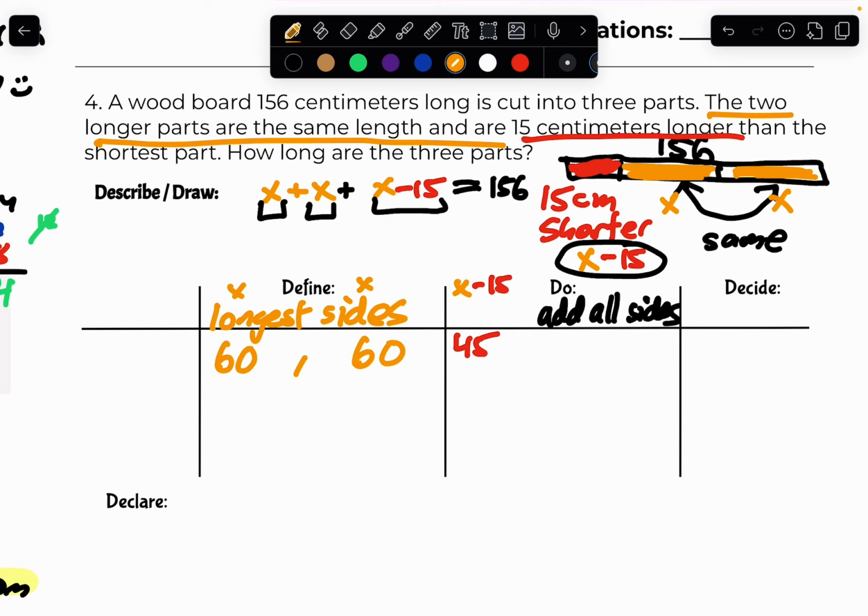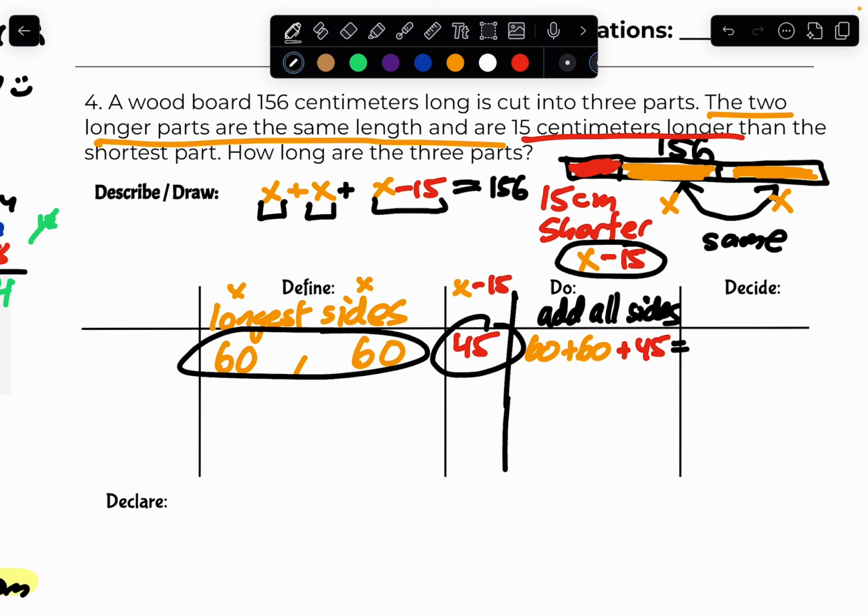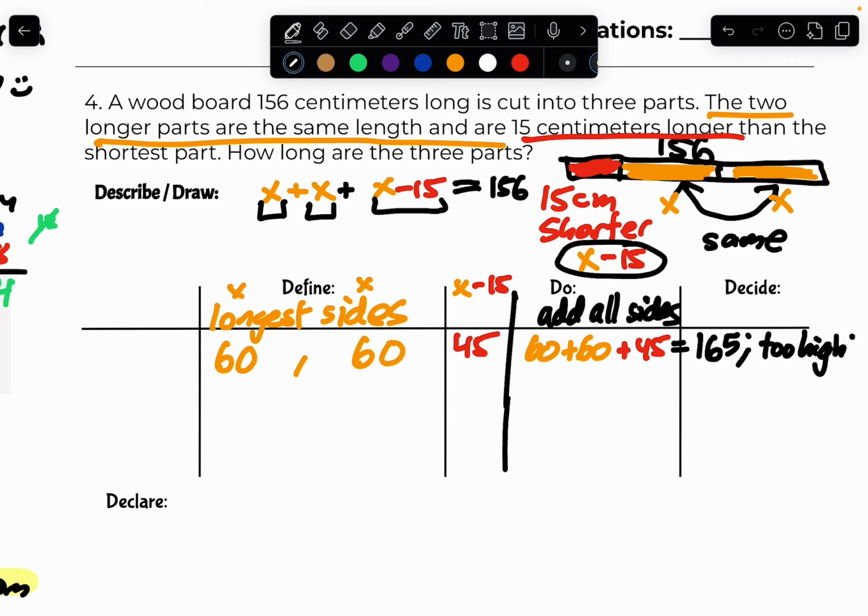So if we do 60 plus 60 plus 45, what do we get? Remember, the two longest sides are the same. The shortest side is 15 less. So what is 60 plus 60 plus 45? We get 120 plus 45 is 165. That is too high. Sad face. We want it to be equal to 156, and 165 is too high.